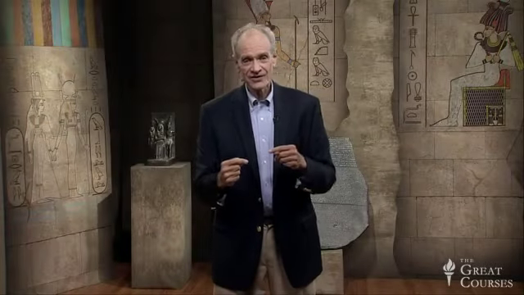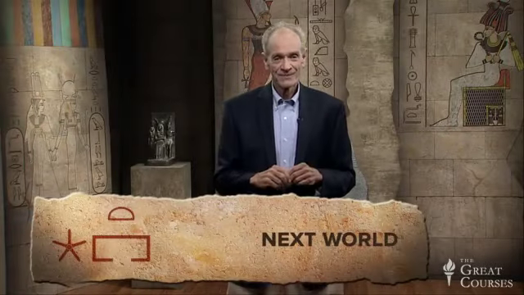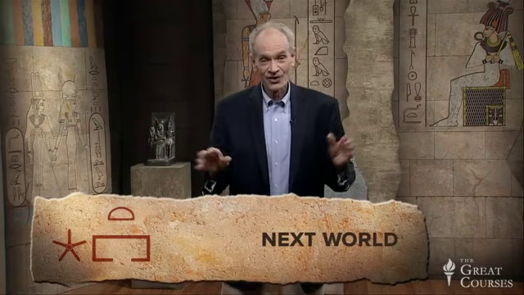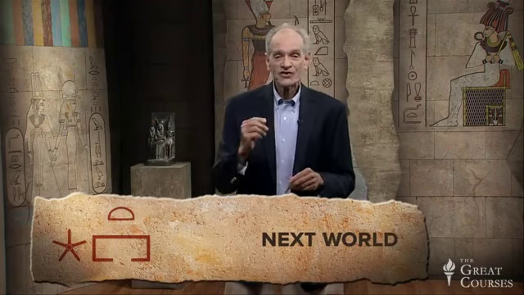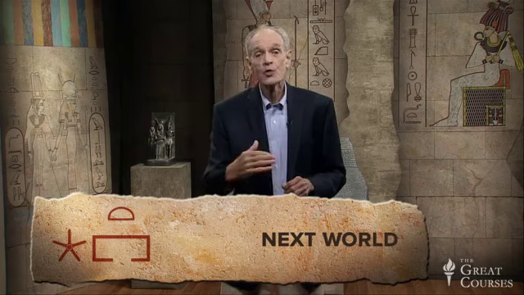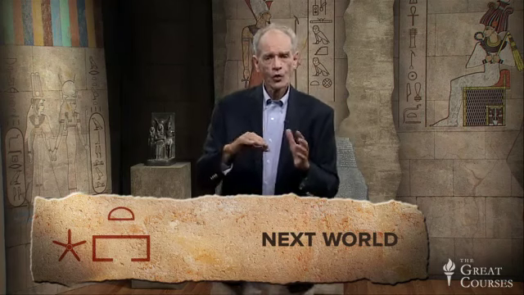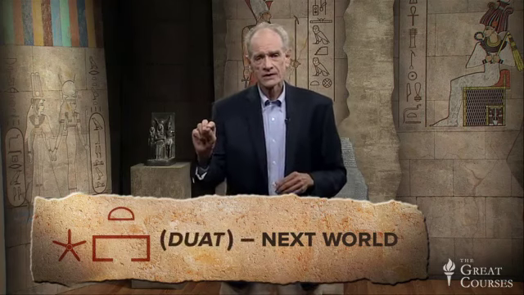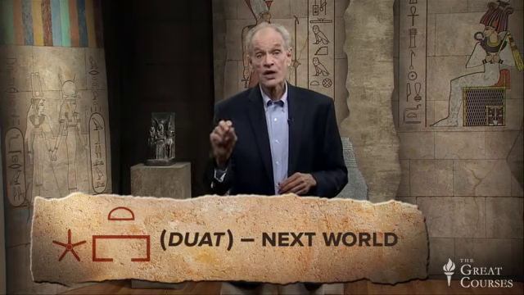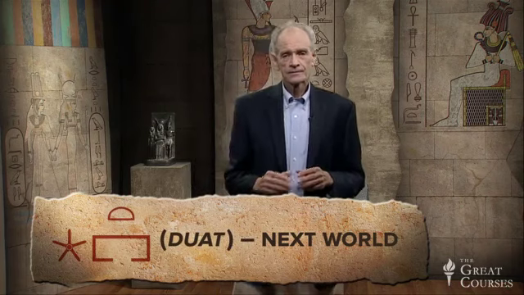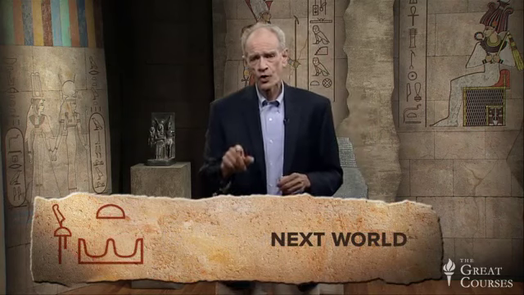If you passed your test, you went to the next world. Here's the word for the next world. The star is another triliteral, dua. So the whole word was usually pronounced duat. The house determinative shows us it's a place. Another word for the next world was ement.